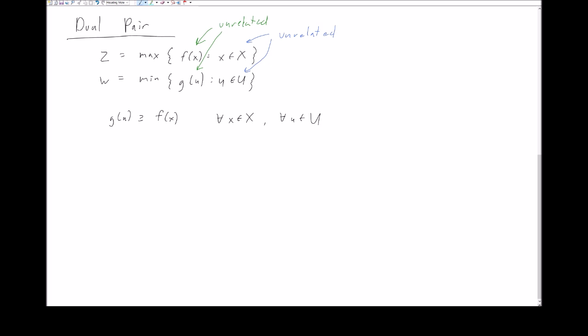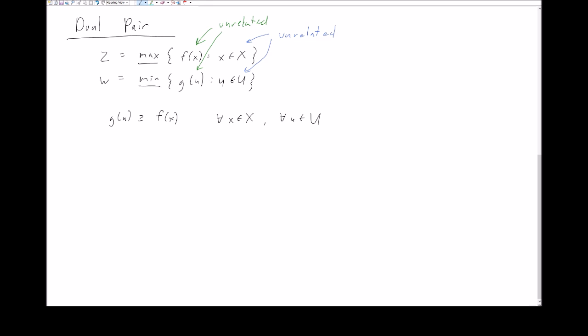So here we have a dual pair. z is the optimal solution of the first problem, and the first problem is a maximization. This maximization is a maximization of a function over some set. The other problem has an optimal solution of w, and it's a minimization problem. And this minimization problem is to minimize a function over some other space of feasible solutions. The functions and the spaces are both unrelated.